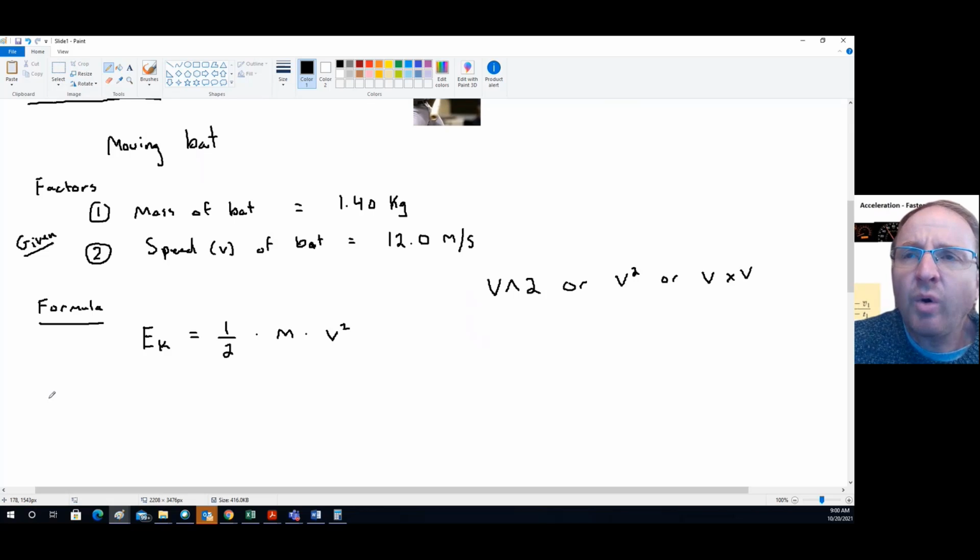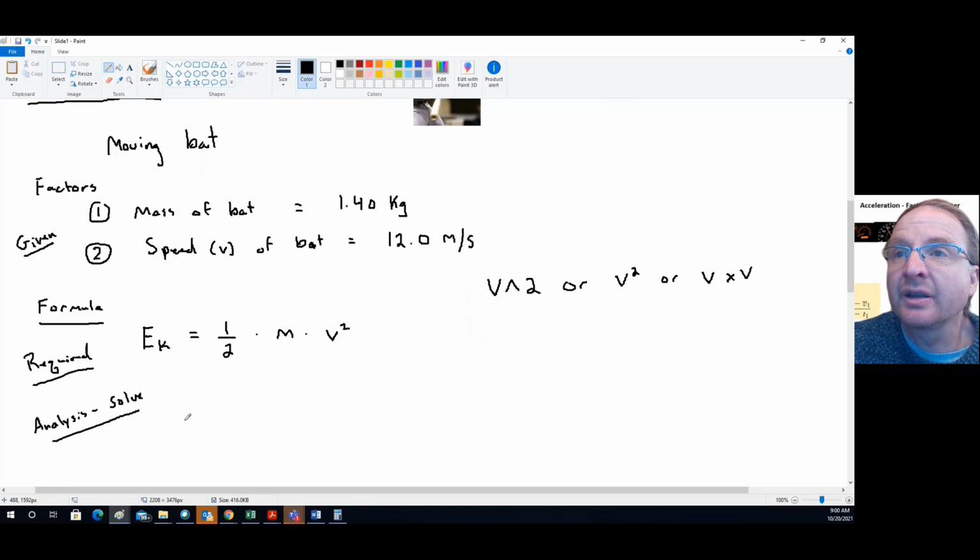So that's our required information. We're going to find our kinetic energy, do some analysis, and solve it. We know that's the formula, so we'll just jump right into solving this. The kinetic energy of this bat: 1/2 times our mass, 1.40 kilograms.